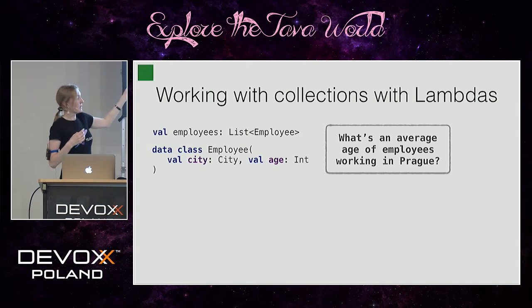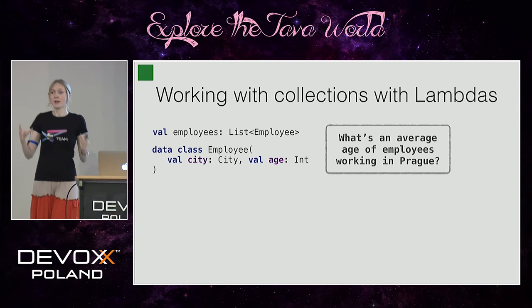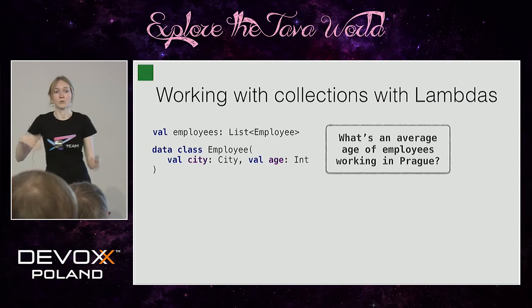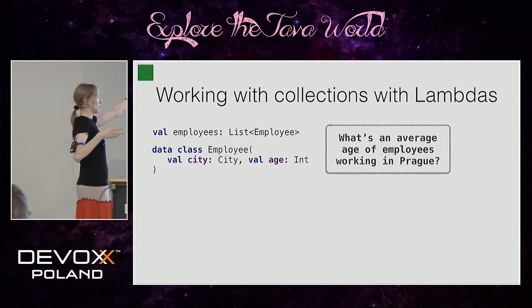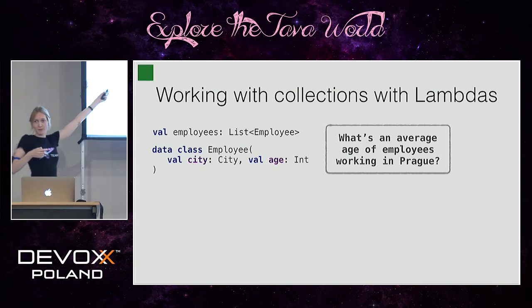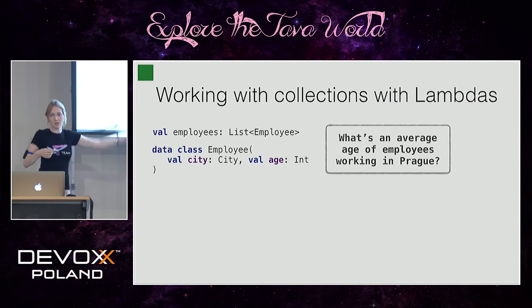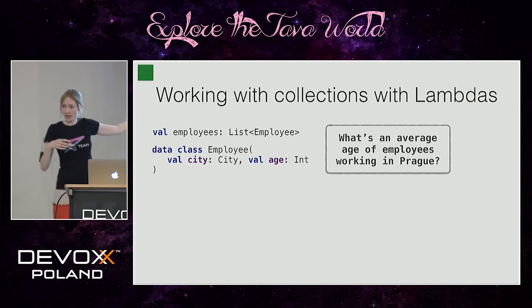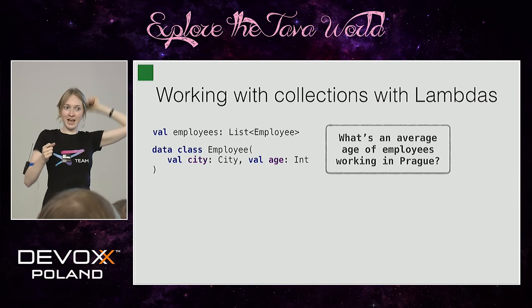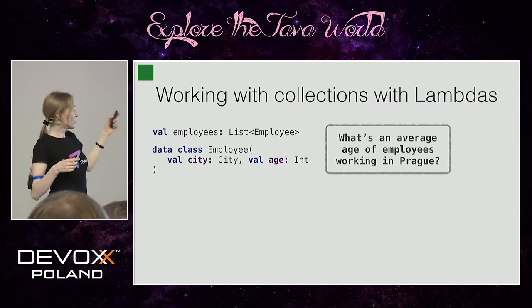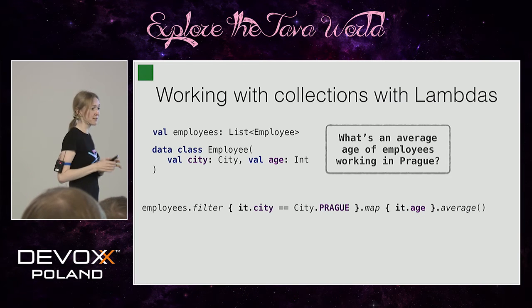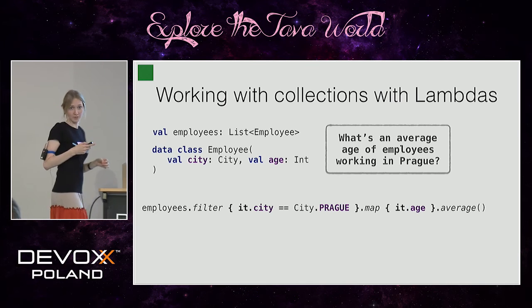And we also support this functional programming style of working with collections. So you can use lambdas to manipulate collections in Kotlin. For example, we have this employee class that for now contains only two fields, city and age. And for example, JetBrains has an office in Prague. So we can ask what is the average age of employees in Prague. And lambdas and functions working with lambdas provide us a nice way to deal with this question.